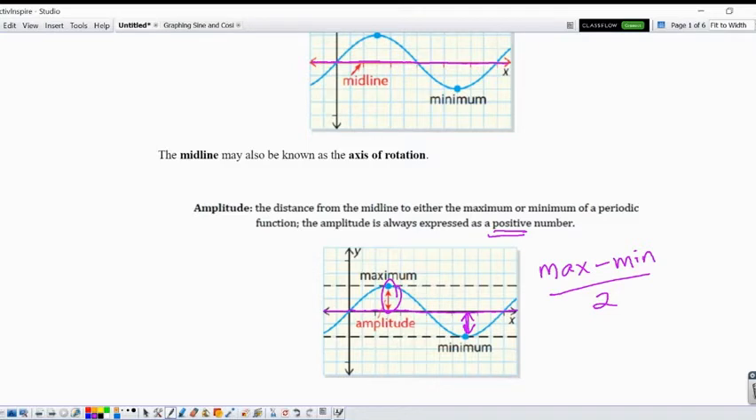That also gives us a way to find the midline. The middle is like a midpoint, so we could do the max y value plus the min y value and divide by 2.